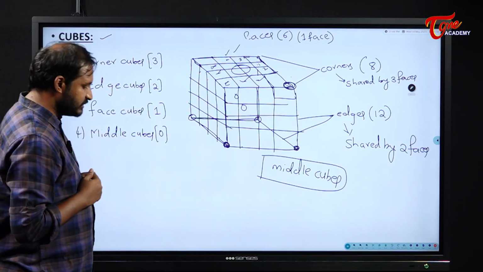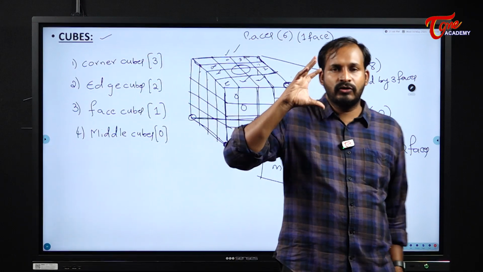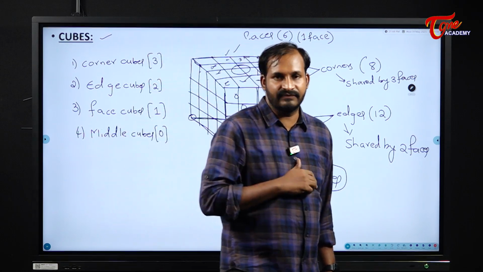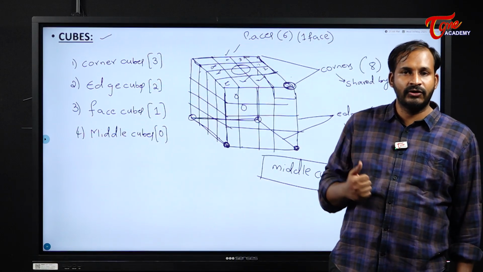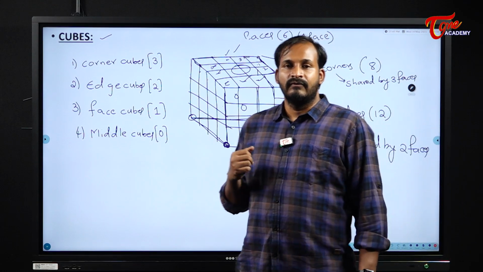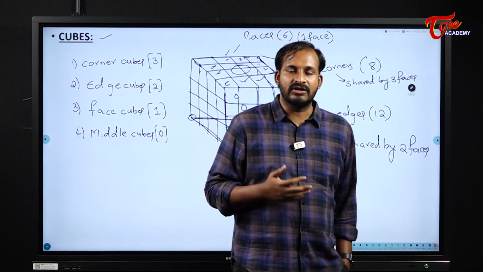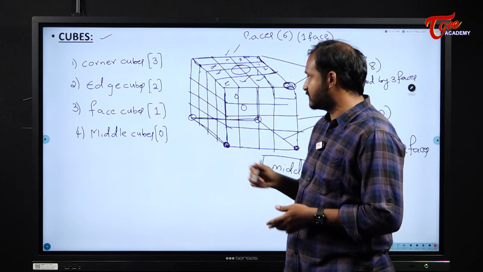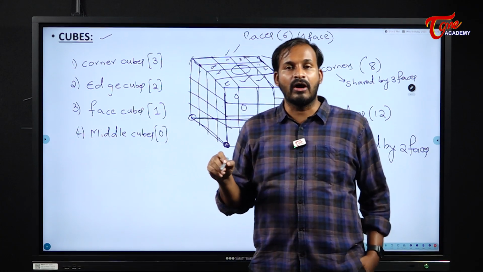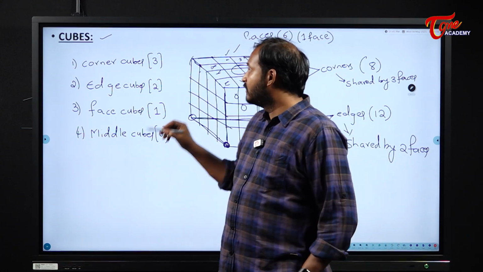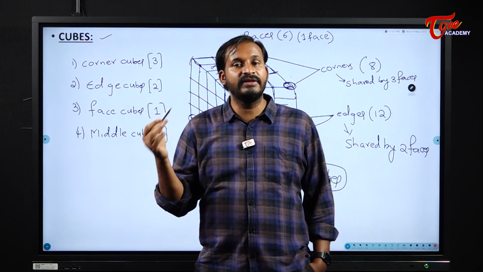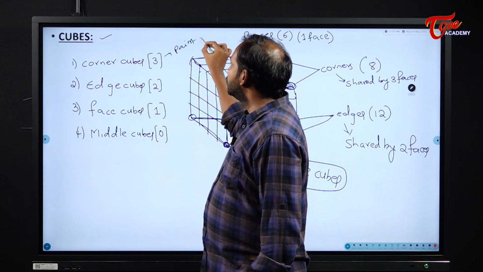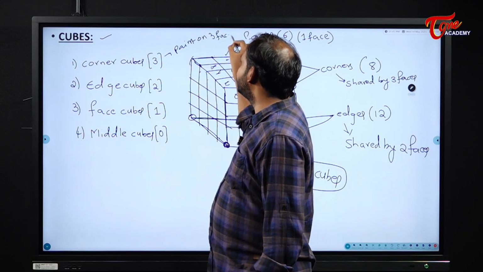Now, how the questions will be asked, see here, students. To a solid cube, I painted a single color on all 6 faces, and then I cut it into pieces. Now tell me, how many cubes will get paint on 3 faces? The cubes which have paint on 3 faces are the cubes present on corners. The cubes present on corners will get paint on 3 faces. Why? Because those corner cubes are shared between 3 faces.